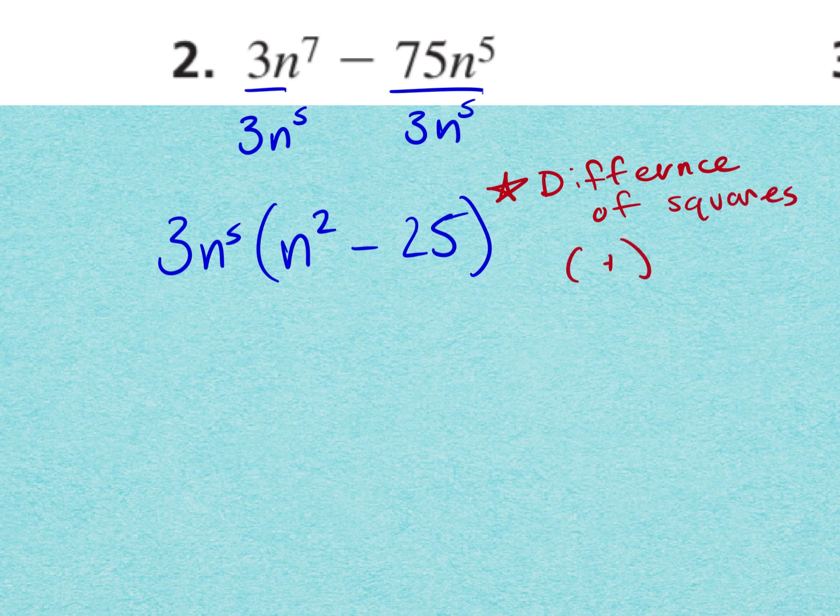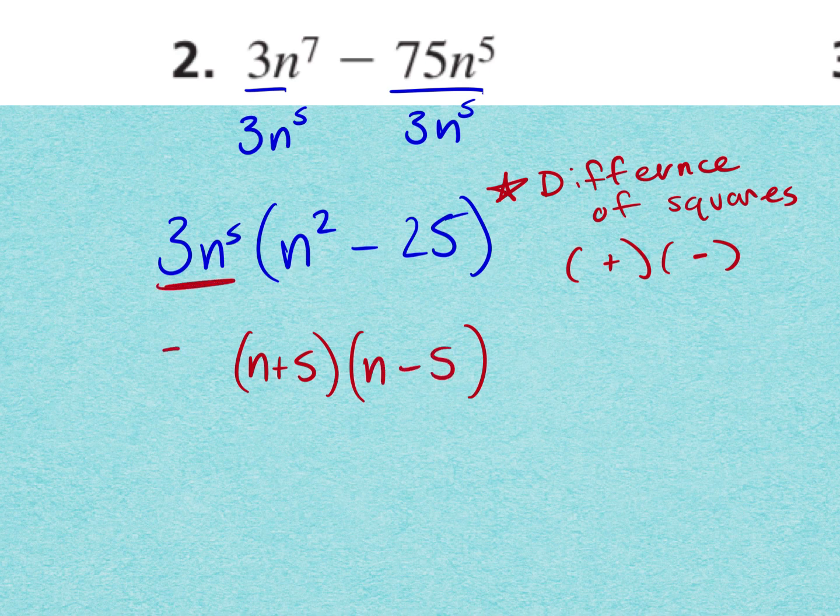So it factors into a plus and a minus. So what's going to go into my parentheses? Awesome. N plus 5 and N minus 5. And then we can't forget about that GCF that we took out in the beginning.